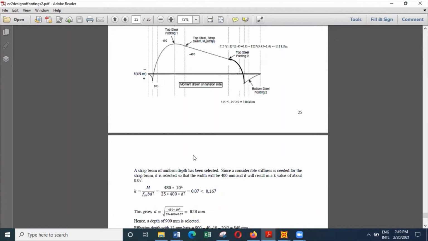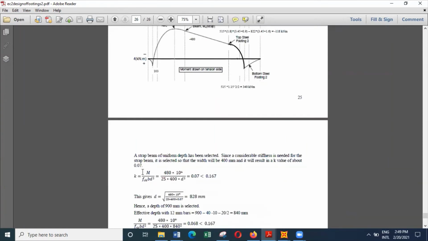And to select the suitable size, we know the bending moment. Let's assume we are using 25 megapascal concrete, and we would like to use the same width as the columns for the strap beam, which is 400. If you want, you can go for 450 as well, considering that the reinforcement can be fixed easily. So this width is also known.